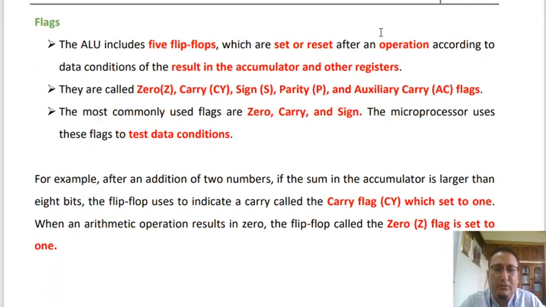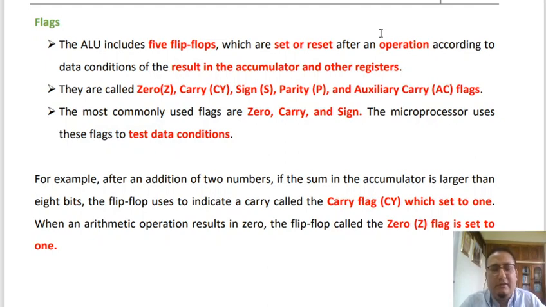Okay, so you can go through the example here. If the sum in the accumulator is larger than 8 bits, then the flip-flop used to indicate a carry, called the carry flag, is set to 1. When an arithmetic operation results in 0, the flip-flop called the zero flag is set to 1. So this is how the interpretation of the flags is done.